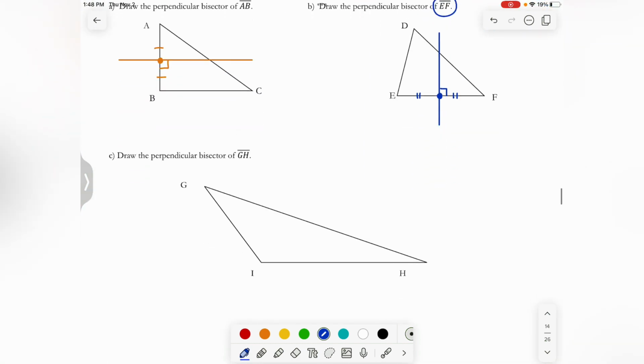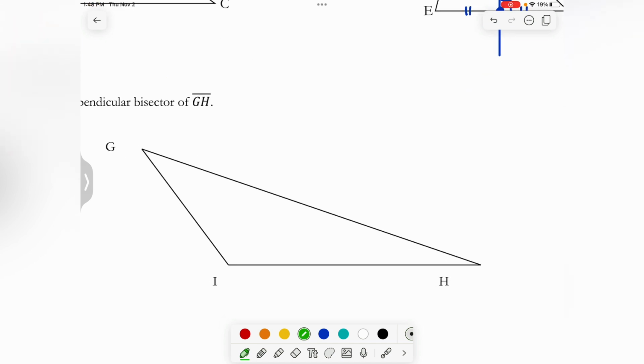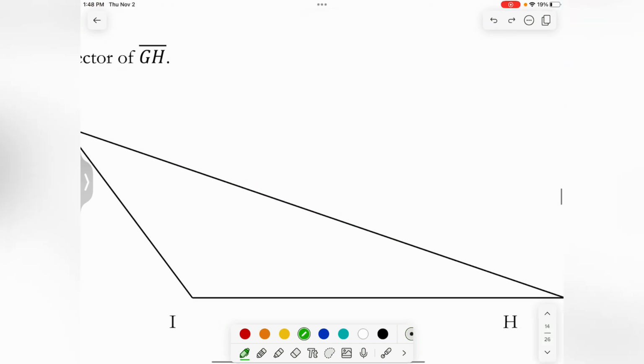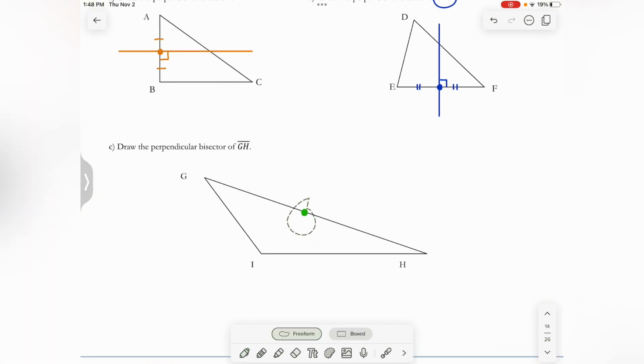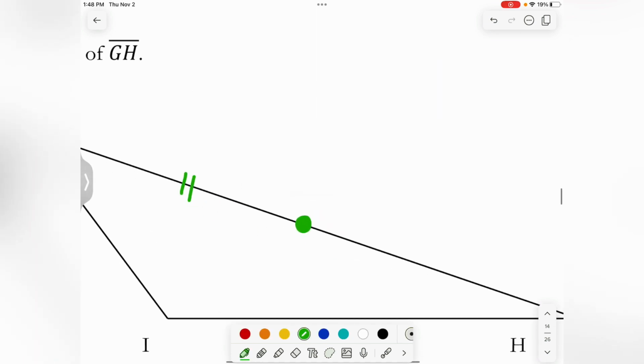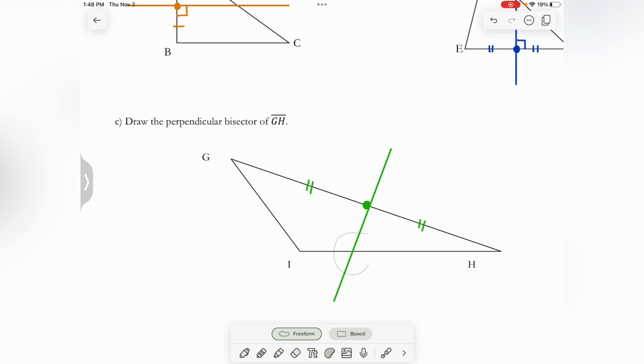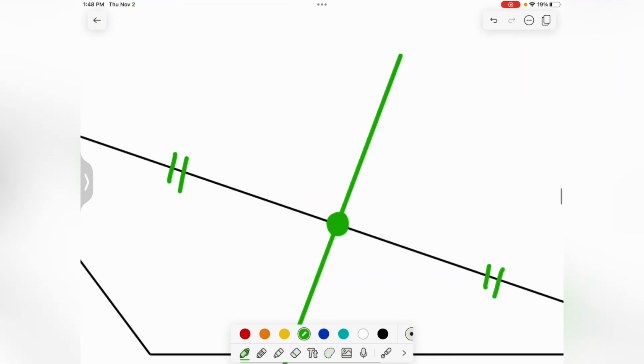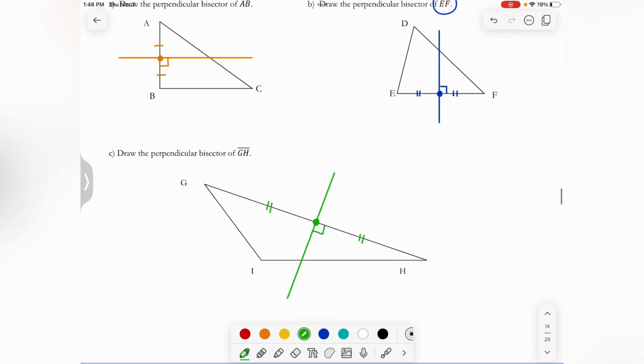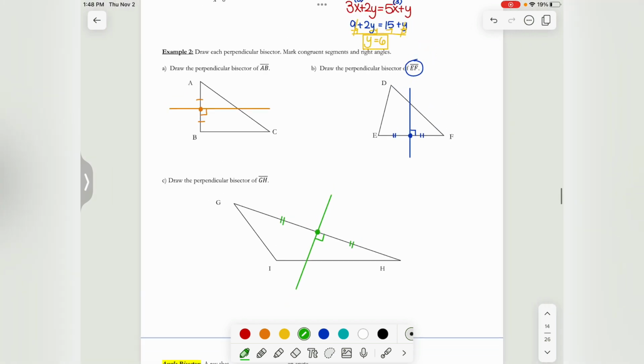And then the last problem here is going to be draw the perpendicular bisector of GH. So find GH, find about the midpoint. That looks a little bit off, so I'm going to adjust it this way just a little bit. You want it to look like it is in fact a midpoint. And then again, you want to draw what looks perpendicular. It's not going to be perfect always, but we want it to look perpendicular. And there it is. So it might look a little bit different depending on which side we're drawing it to.